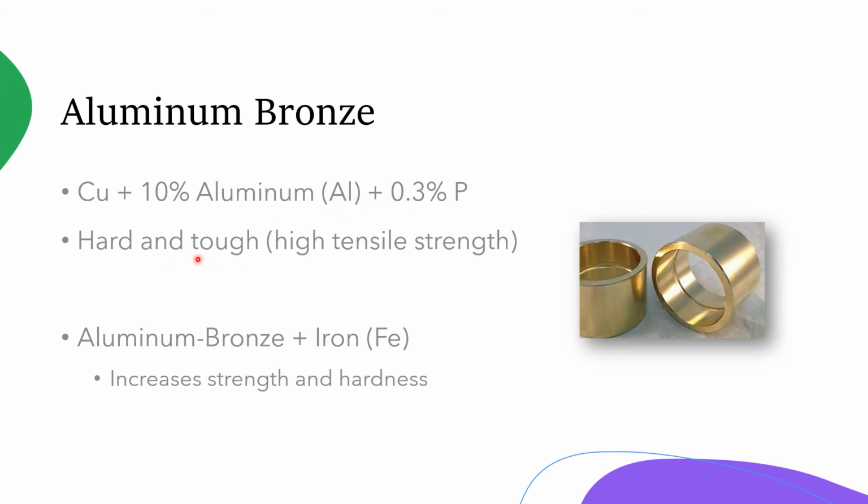Alright, hot and tough, that's their quality. Why is it hard and tough? Because they have really high tensile strength. Aluminum bronze, we're going to add iron. So by adding iron to aluminum bronze, which is this guy, you just plus iron, you're going to get better strength and hardness, even harder. So this means your aluminum bronze equation is going to be copper, 10% aluminum, plus 0.3% phosphorus, plus iron. So this is how aluminum bronze looks like, a little bit different.